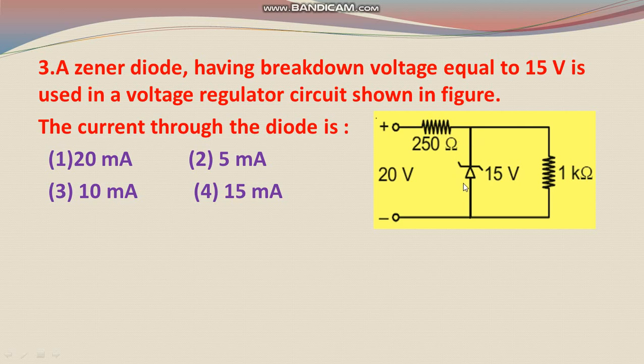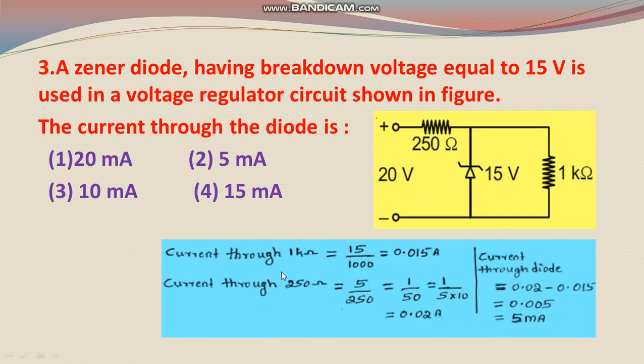So just find out the current across 250 and 1 kilo ohm, subtract it, and you will get the answer. So see, current through 1 kilo ohm is 0.015 ampere. Current through 250 ohm is 0.02 ampere. So 0.02 ampere minus 0.015 ampere, we will get 5 milliampere. So our answer is 2.